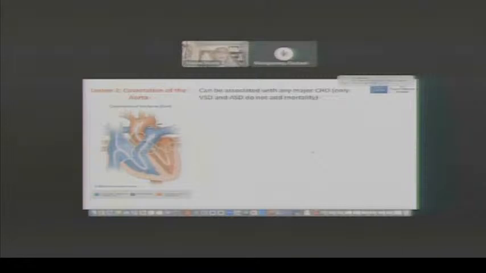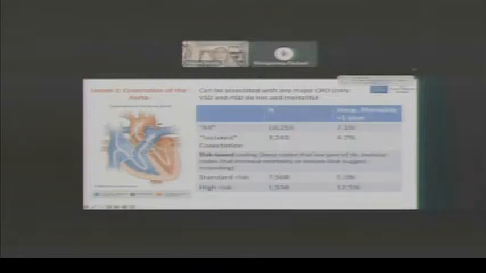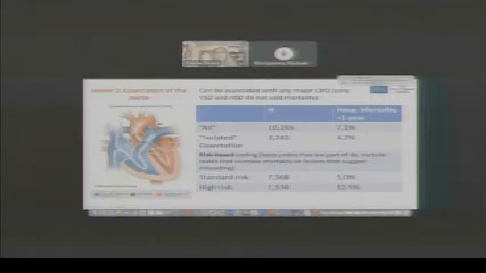And so let's look at that versus HLHS. If we used all coarctation, we're going to get 10,000 cases, and the hospital mortality is going to be less than 1 year. If we use isolated coarctation and take out all major heart disease, we are going to cut almost 7,000 cases and we do get lower mortality because all those complex lesions have been taken out, but 4.7.